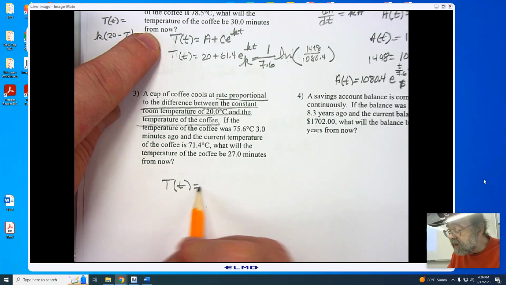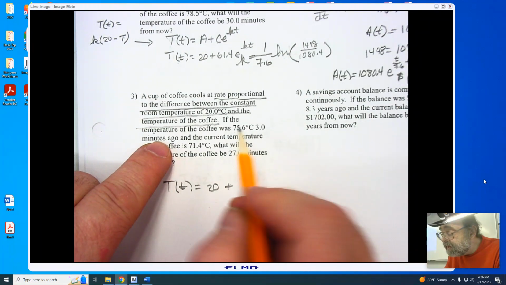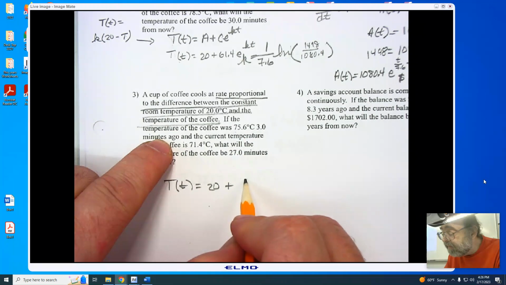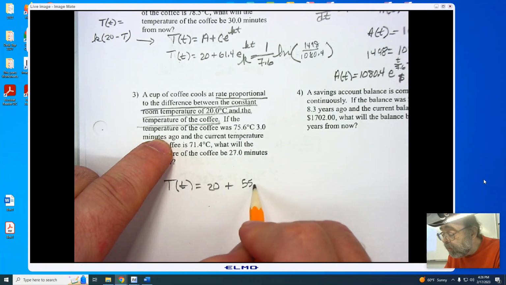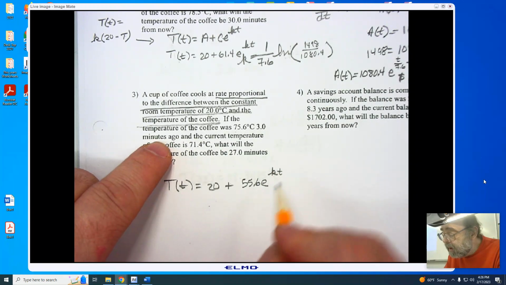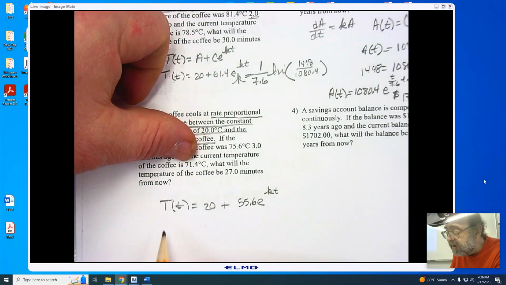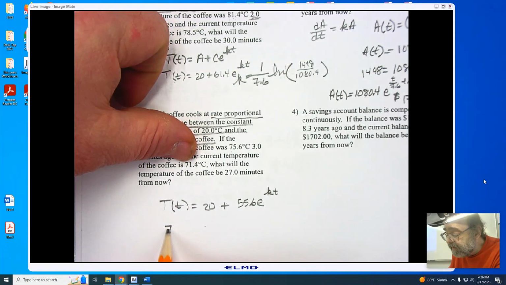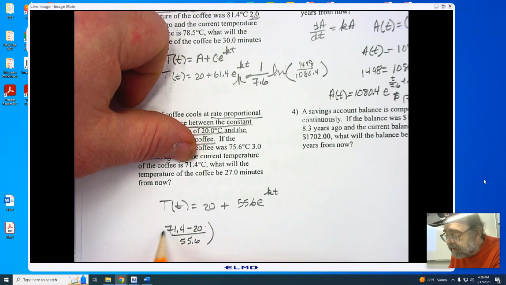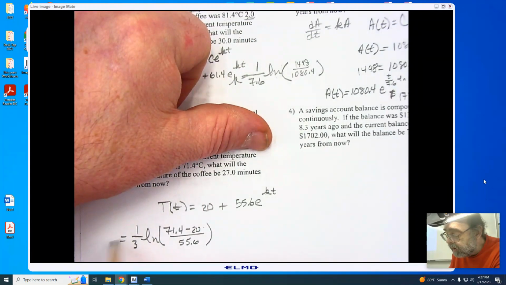T of t is equal to the ambient temperature 20 degrees. We have coffee that is 75.6 degrees, and therefore we have 55.6 e to the kt power. Now this occurred 3 minutes ago. So we're now looking at a time of 3 that gives us 71.4. So I have 71.4. I'm subtracting 20. I'm going to divide by 55.6, take the natural log, and then divide by 3.